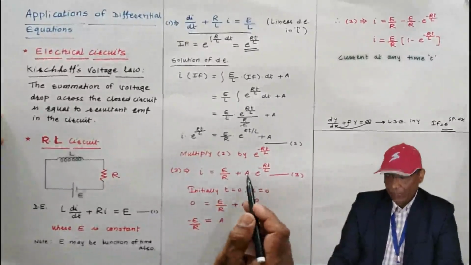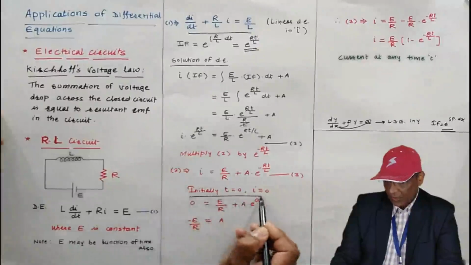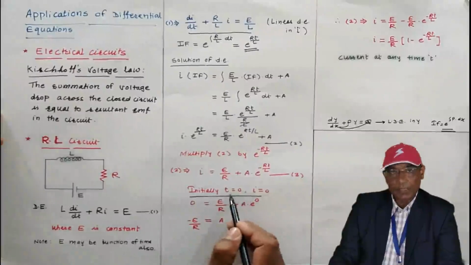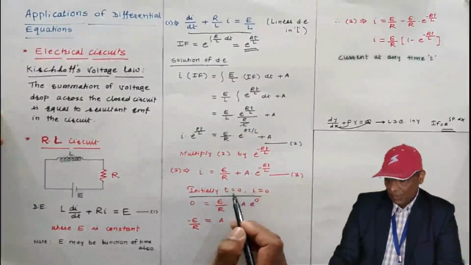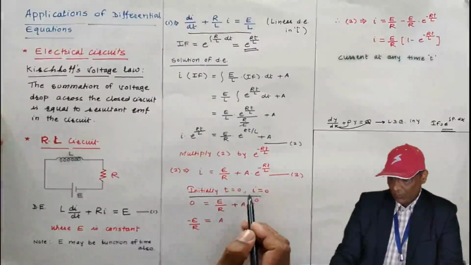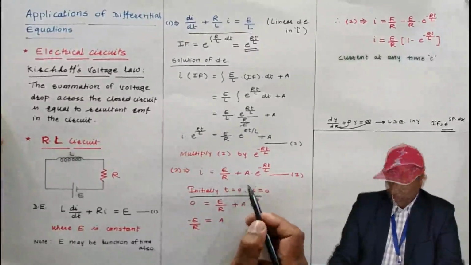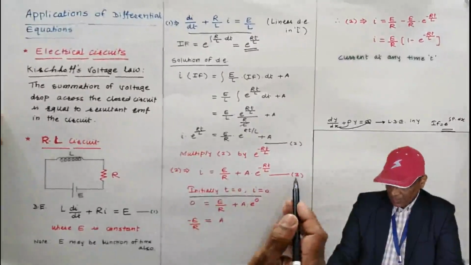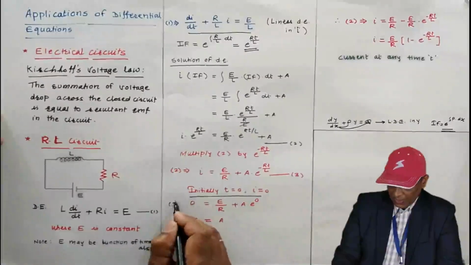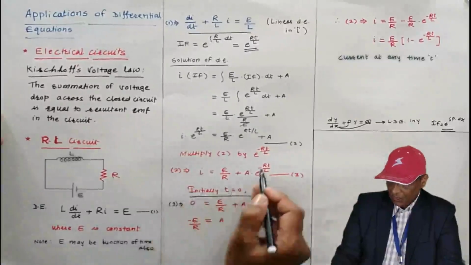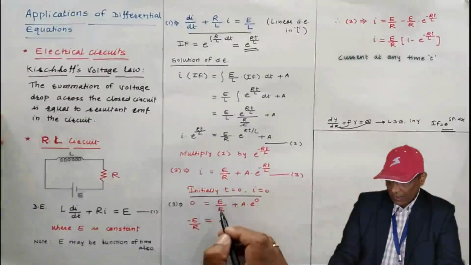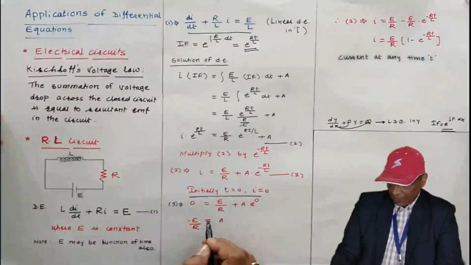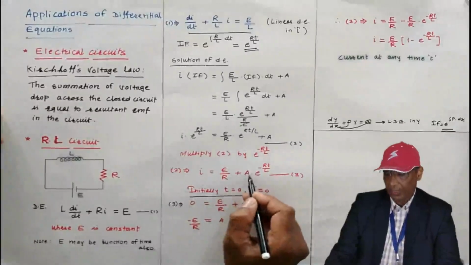Now, find value of A. Initially, when time t equal to 0, the current is 0, so t equal to 0 and I is equal to 0. For this condition I am going to find the value of A. Put t equal to 0, put I equal to 0 here. Now this equation 3 gives I is 0, t is 0, e raised to 0 is 1, E by R as it is, e to the power 0 is 1, and A is equal to minus E by R. And this value of A I am putting here.